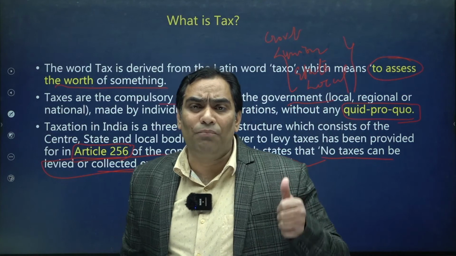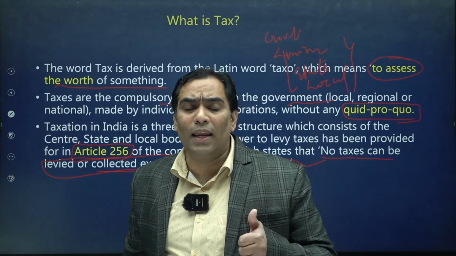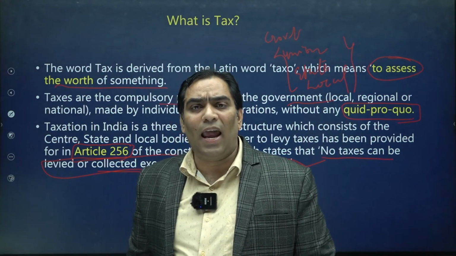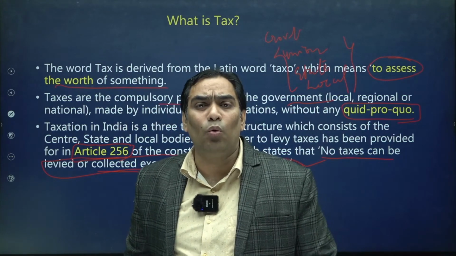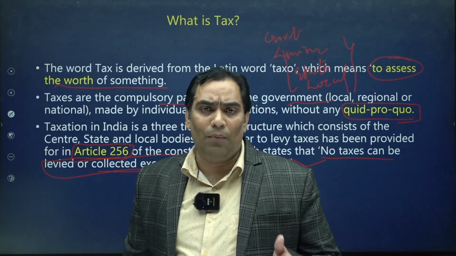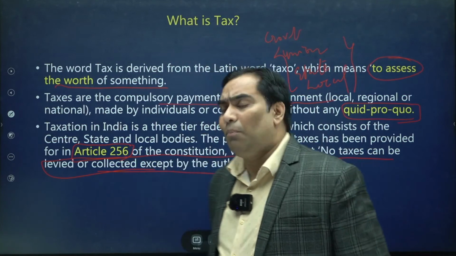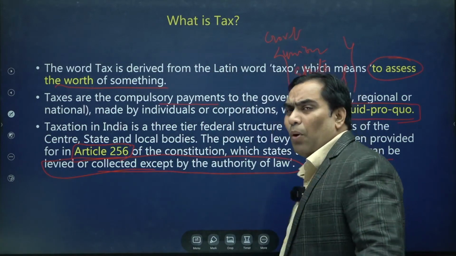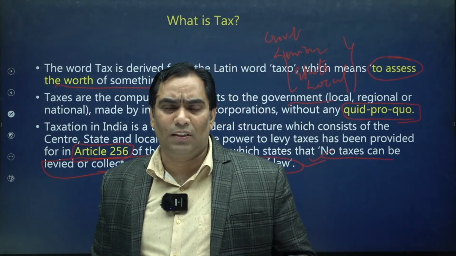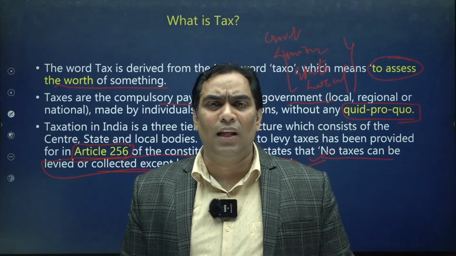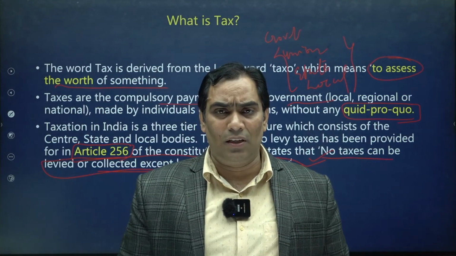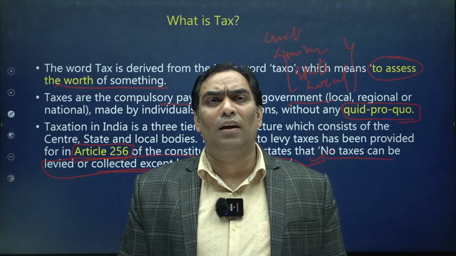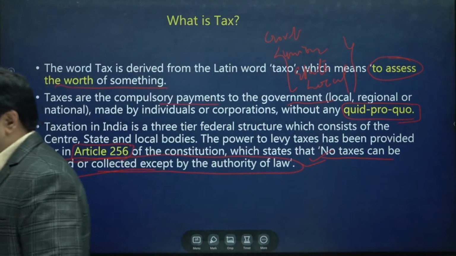So Article 256 says that nobody can levy taxes except the authority, and that authority is only the government. The provision is under Article 256, and this article also says no taxation without representation. So this is about taxes.